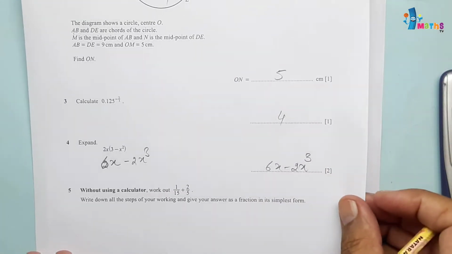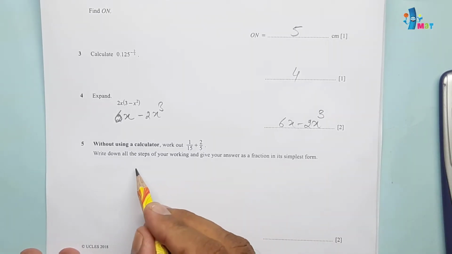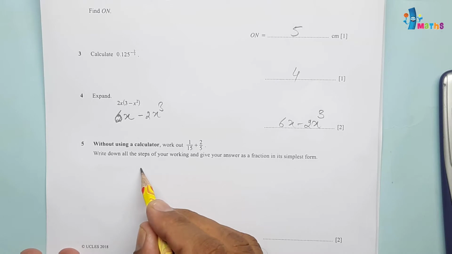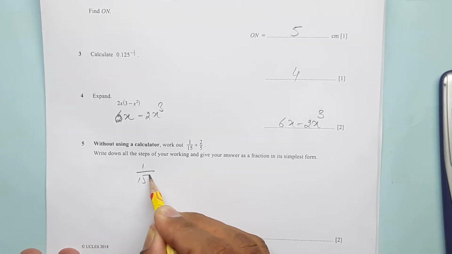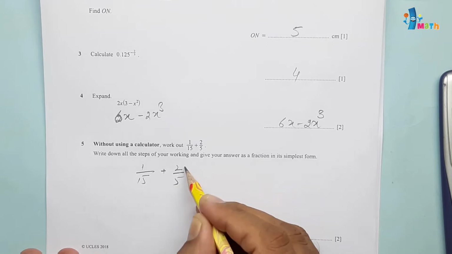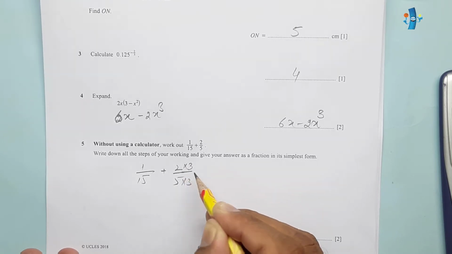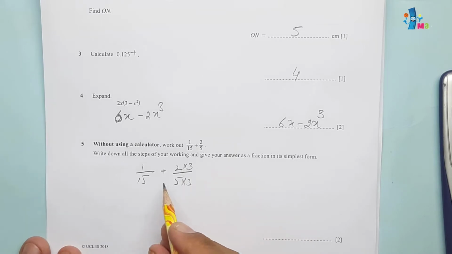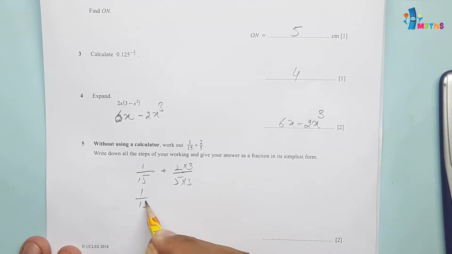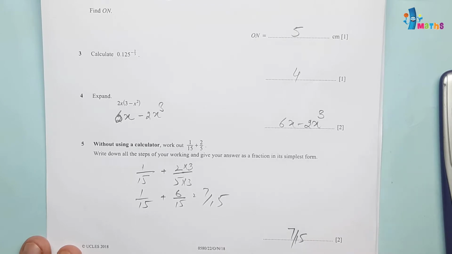Without using calculator, work out this fraction. We have to add. So this is 1 over 15 plus 2 over 5. We can equalize the denominator by multiplying by 3. We will multiply 3 with numerator and denominator, so we will get 1 over 15 plus 6 over 15. So this will be equal to 7 over 15. Our answer will be 7 over 15.